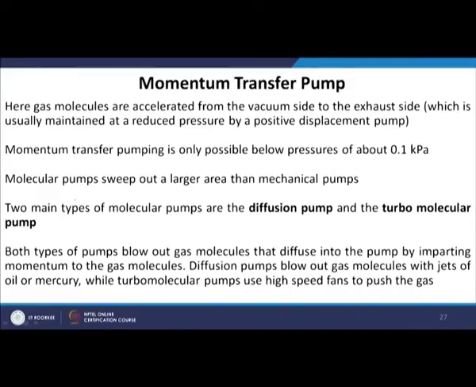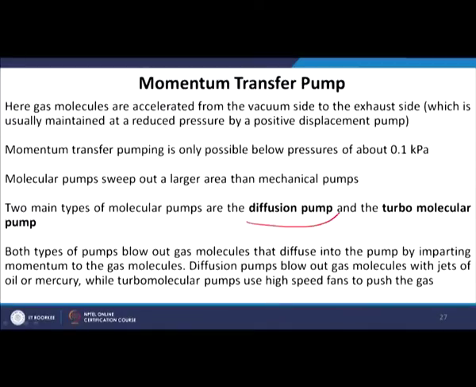Momentum transfer pump: here gas molecules are accelerated from the vacuum side to the exhaust side, which is usually maintained at a reduced pressure by a positive displacement pump. Momentum transfer pumping is only possible below a pressure of 0.1 kilopascal. A molecular pump sweeps out a larger area than mechanical pumps. So, basically molecular pumps will work only with a mechanical pump, that is the RAP pump. So, one end should be at high pressure, another end should be at low pressure.